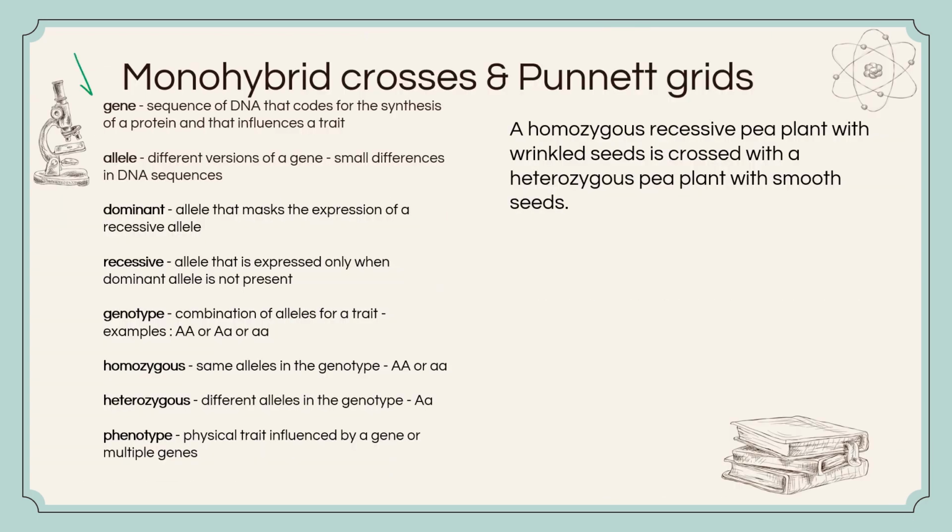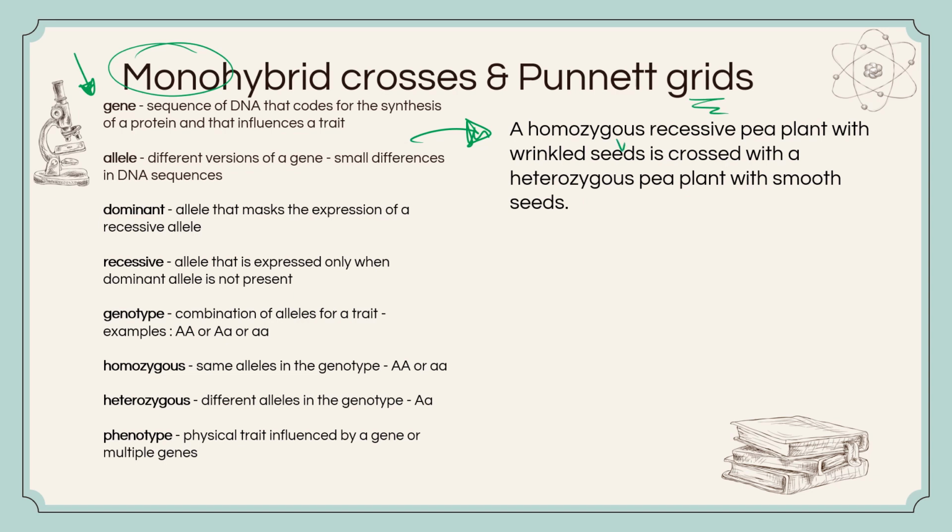Lots more vocabulary here. If any of these words you're not quite sure about, pause the video, jot them down. Otherwise, I'm going to jump ahead to this example of a Punnett square or Punnett grid problem. This is a monohybrid cross. We're looking at just one trait at a time. There will be another video later where we do some dihybrid crosses, and we'll look at more than one trait all at once. But for now, just one trait.